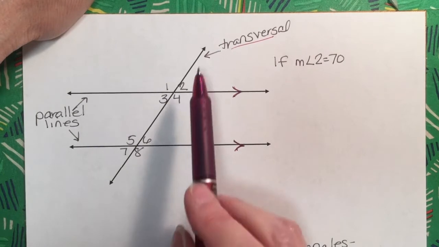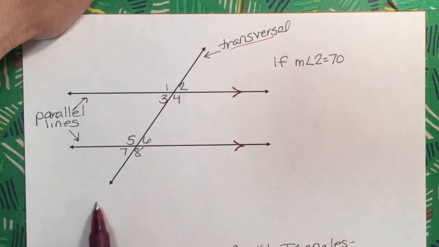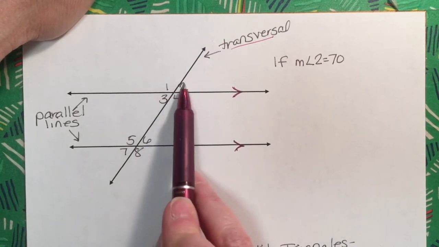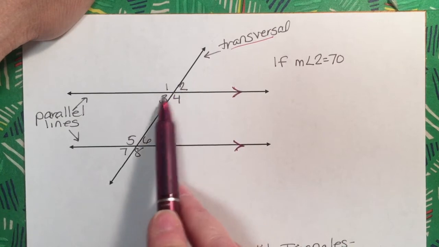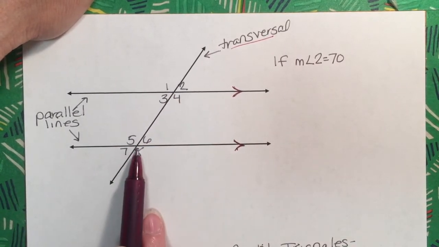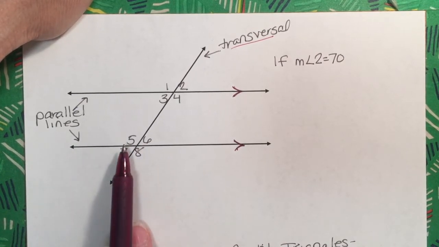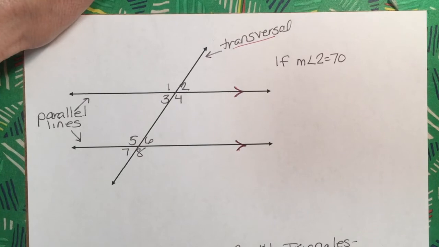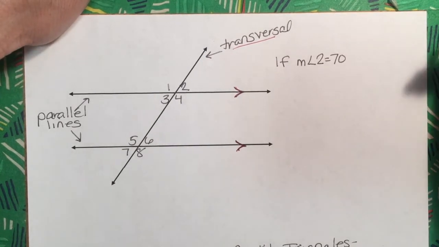So you can see when the transversal intersects these parallel lines, it forms a whole bunch of angles, right? So at this intersection, there are 4 angles formed. 1, 2, 3, and 4. I numbered them, okay? And then when the transversal comes down and intersects the other parallel line, it forms 4 more angles, which I've numbered 5, 6, 7, and 8. So there are some very handy patterns to notice in our angle measurements. And here's how this works.